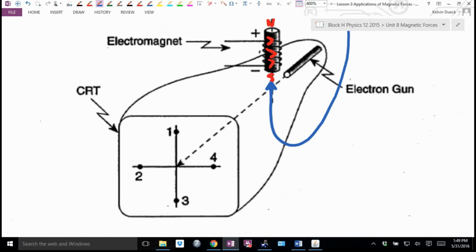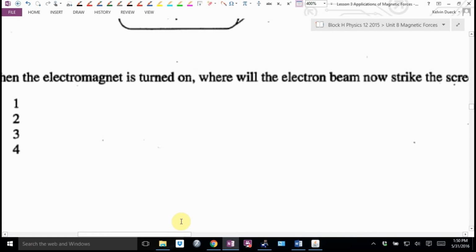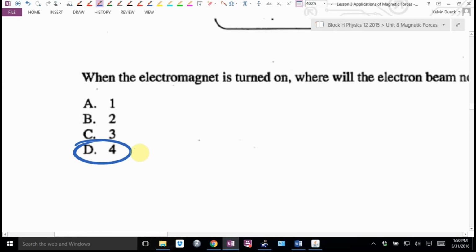Extend your fingers like you're handshaking in the direction of the magnetic field. Which way is this electron going to get deflected? 1, 2, 3, or 4? By the way, I know it's either going to be 2 or 4 because I know a vertically aligned solenoid gives me a horizontal deflection and a horizontally aligned solenoid gives me a vertical deflection. So I already know it's 2 or 4. 4? Let's see. Electrons coming out, protons going in, magnetic field straight up. Direction 4. D.